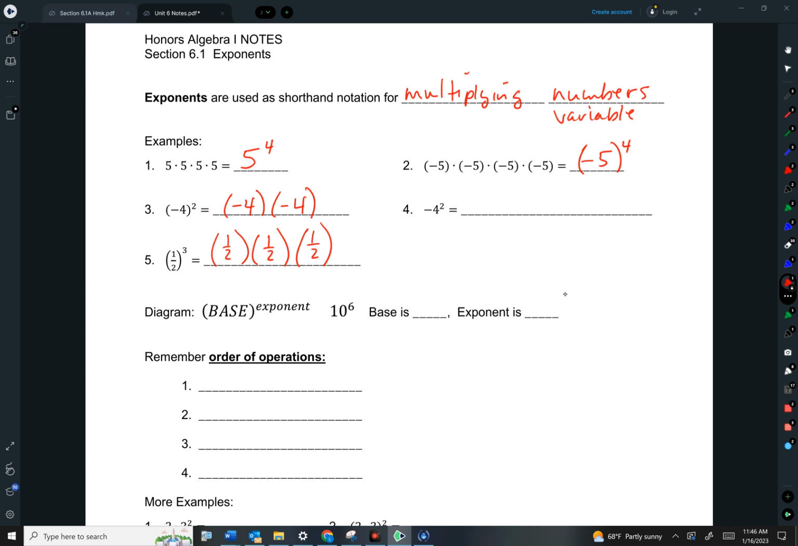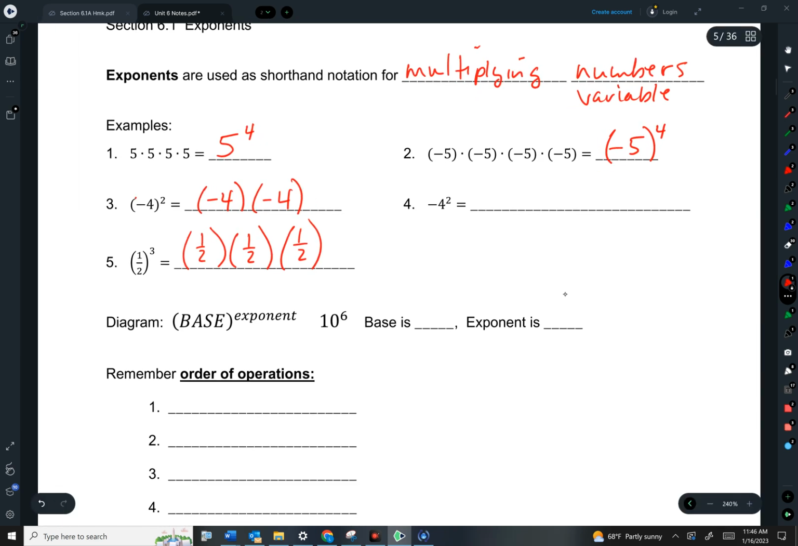Now, I want you to think about number 4 compared to number 3. Number 3 was negative 4 squared, and notice that the exponent of 2 was on the entire parenthesis negative 4. So that's why we multiplied the entire parenthesis by itself. But on number 4, the exponent of 2 is only on the 4. So it's only the 4 that's being multiplied by itself. And then that negative is out in front of the whole thing. So it's kind of like do your 4 times 4 and then put the negative out in front.